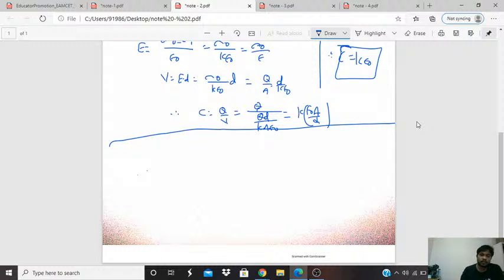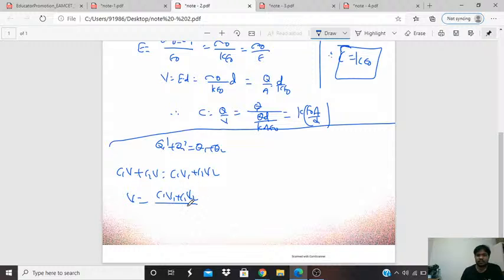See, the conservation of charge: finally Q1 dash plus Q2 dash equals the initial Q1 plus Q2. So C1V plus C2V equals C1V1 plus C2V2. That is, V equals, as we already know, (C1V1 + C2V2)/(C1 + C2). Since C is proportional to R, we can write (R1V1 + R2V2)/(R1 + R2).